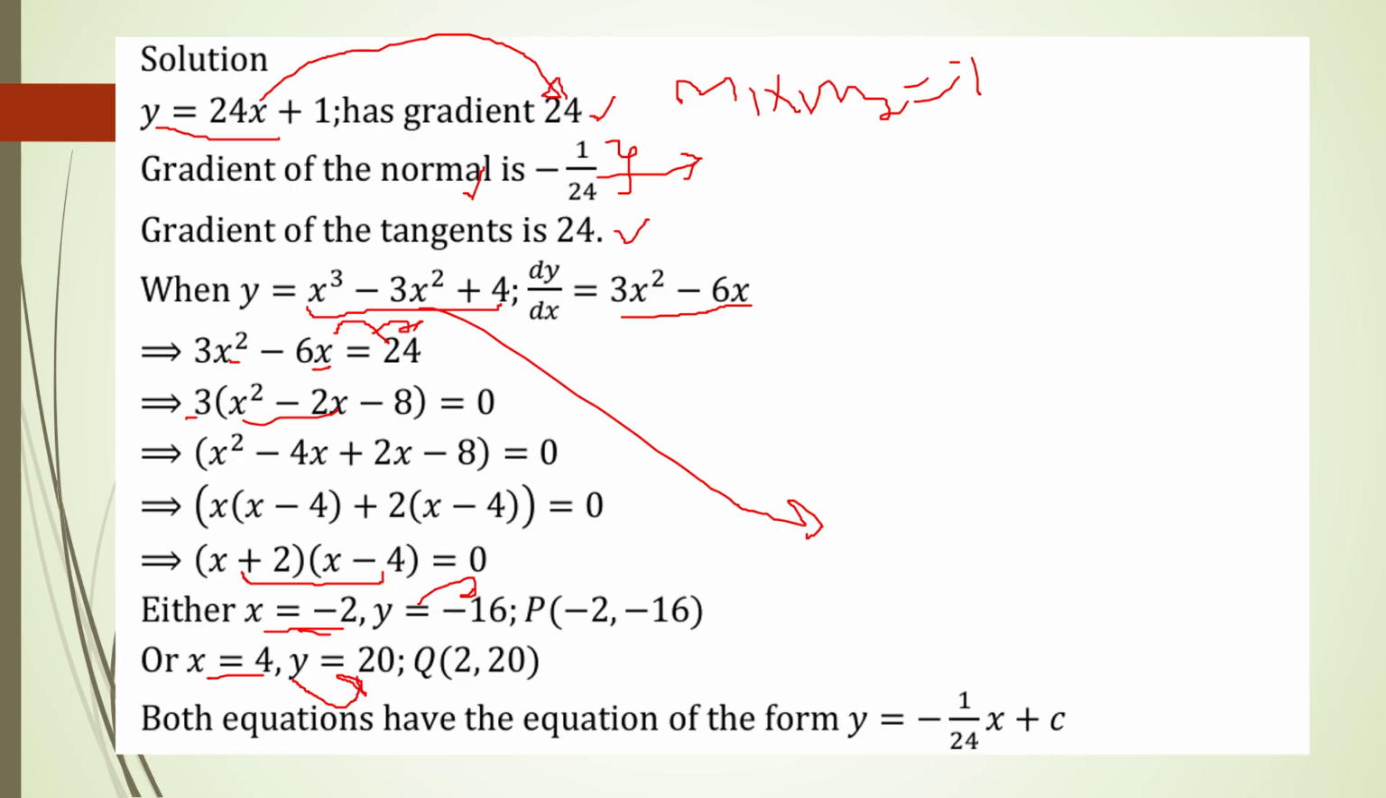We make a conclusion that both equations have the form y equals negative 1 out of 24x plus c. Here we are getting the equation of the normal, since negative 1 out of 24 is the gradient of the normal. So we substitute for the value of y and the value of x to find the value of c, so that we can get the first and the second equations of the respective normals.